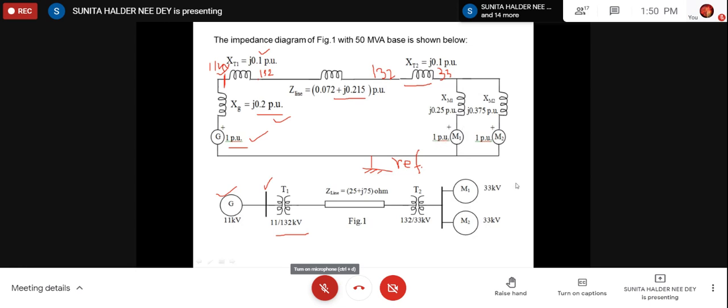Why 1 per unit? Because its voltage is 33 kV. So it will be connected to ground, and this side obviously plus. Why plus? Instantaneous value. If instantaneously this value is plus, then this value will also be plus or positive.